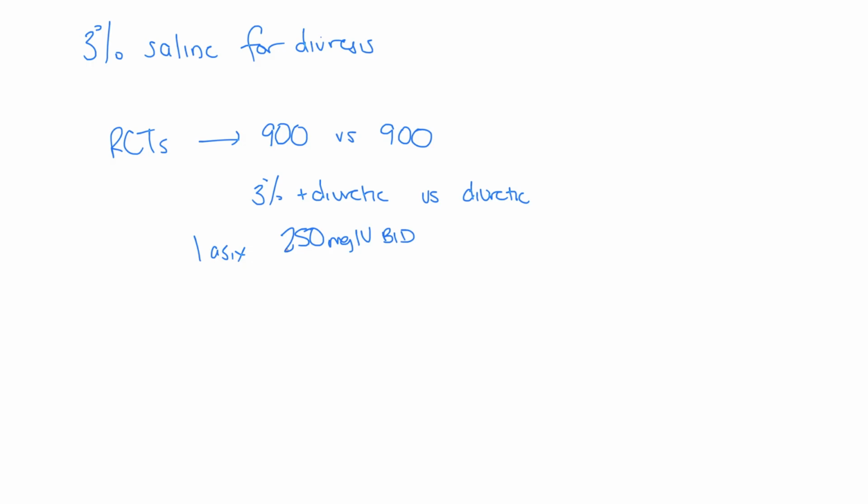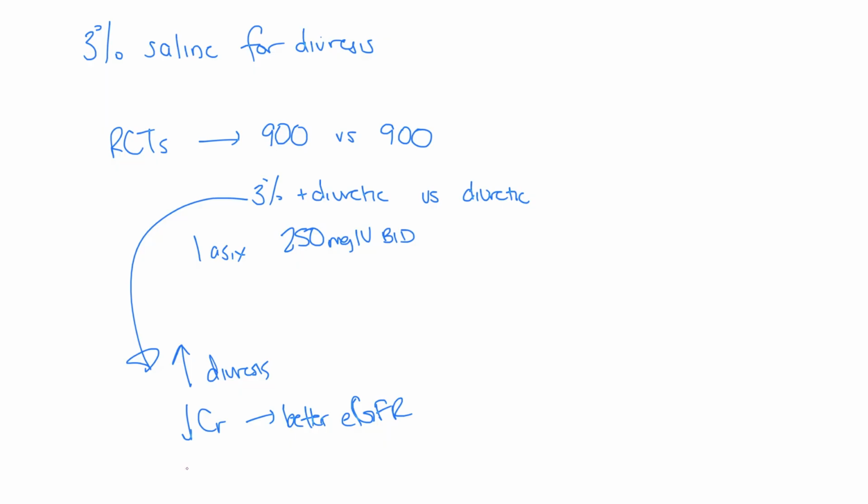So despite this weirdness, it is probably true, at least that's what I think, that 3% saline was associated, this arm was associated with more diuresis, lower creatinine, better GFR, right? And then better mortality. So they had lower mortality plus readmissions.